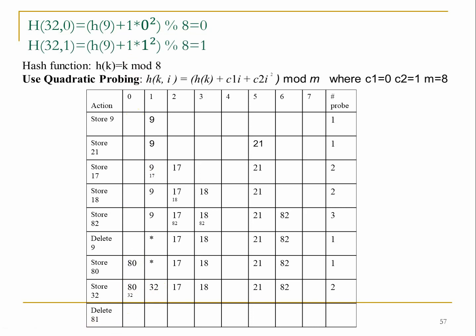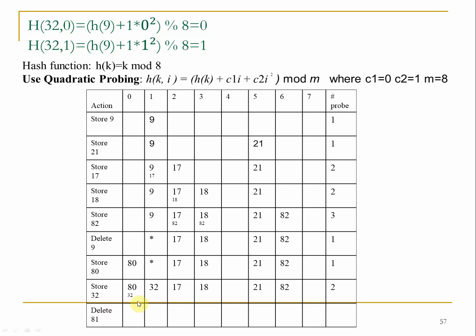For the last one, when we try to delete 81, what is happening is that it will look into the home position, finding out 32 is not 81, so I'm not able to delete it. By the way, you need to understand that 81 does not exist over here, so we need to find a location that is indicating a null, and therefore we will be able to understand that the value is not there. We need to keep searching until we find a null value.